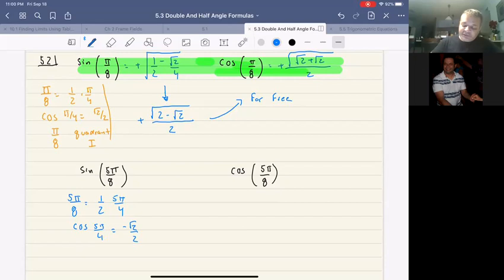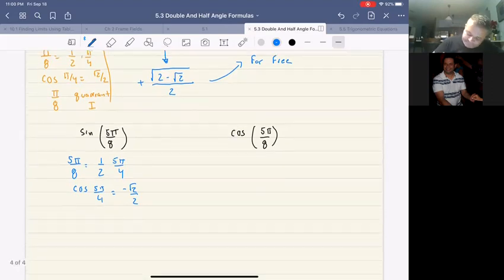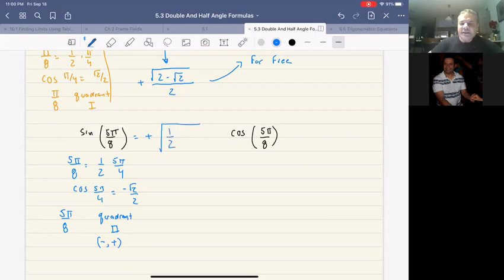Now, 5 pi over 8 itself, what quadrant is that in? That's right, it's in quadrant 2. So that means you are going to have negative on cosine, positive on sine. So positive square root of, same game, 1/2, now minus root 2 over 2.